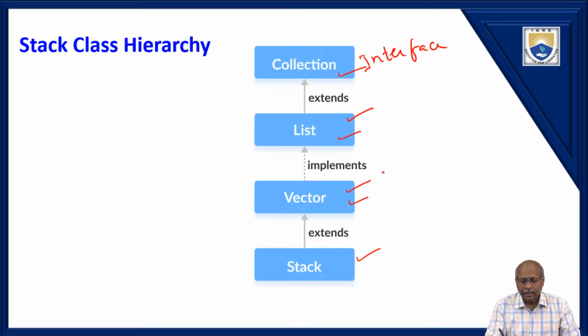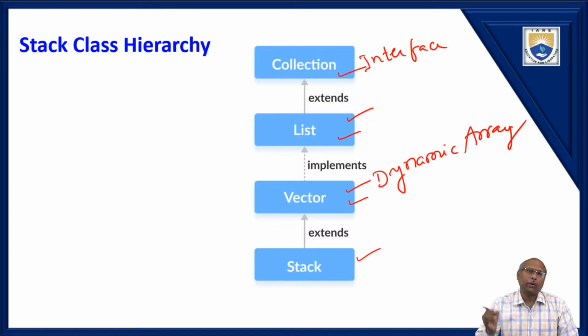This vector class is a dynamic array. That means you can store any amount of data. There is no restriction. So dynamically it will grow as well as shrink. The amount of memory required will be determined during runtime.